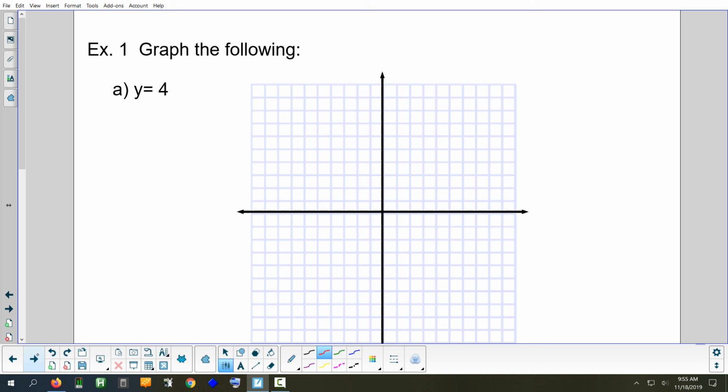James, which way is 4? 4 to the right or 4 to the left? To the right. How do you know? Why not left? Because the left is negative. Yeah, left would be negative. Okay. It's y equals 4. So right there, we're going to put a vertical line.